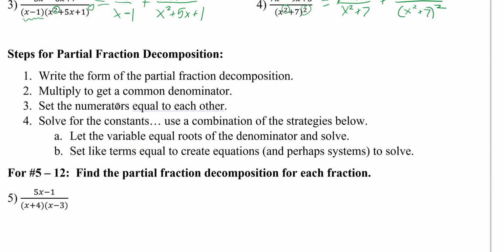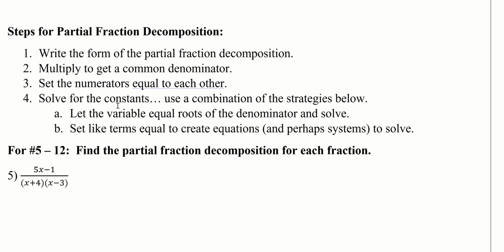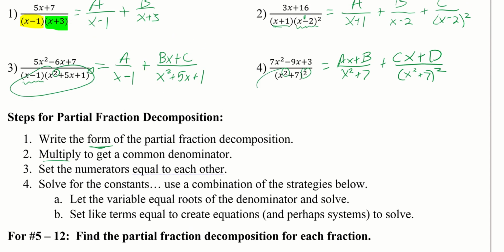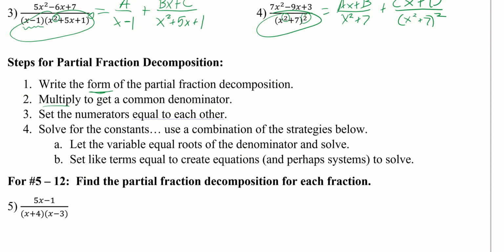Cool. So the steps to do this, number 1 is what we just did, right? We write the form of the decomposition. And then we're going to multiply the entire thing, both sides of the equation, by the common denominator. Okay, and so what you'll notice is the common denominator is always going to be your denominator on the left-hand side. Okay, so on these, this is the common denominator, common denominator, common denominator. So you don't have to put a whole lot of thought into that.